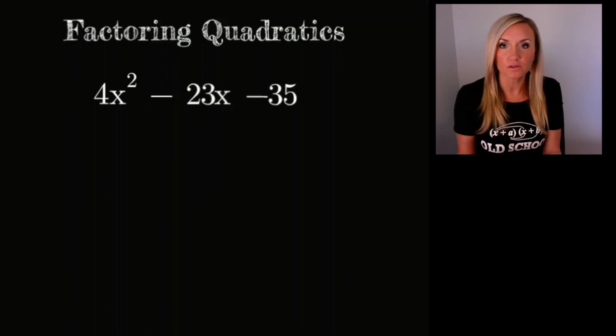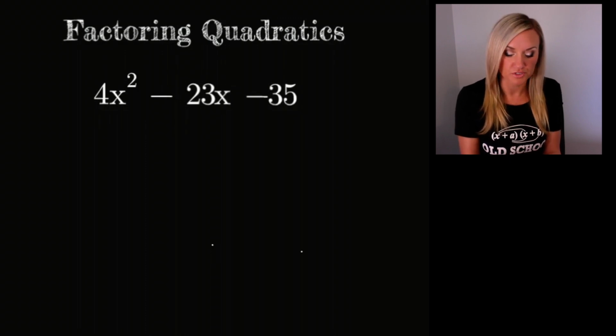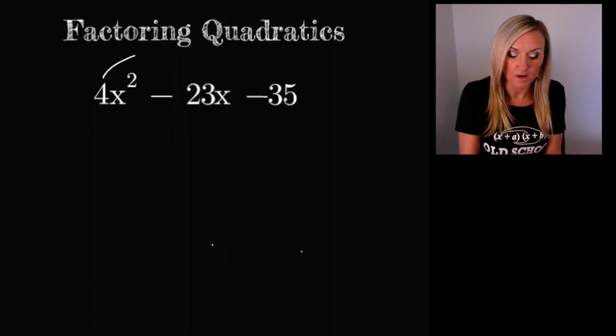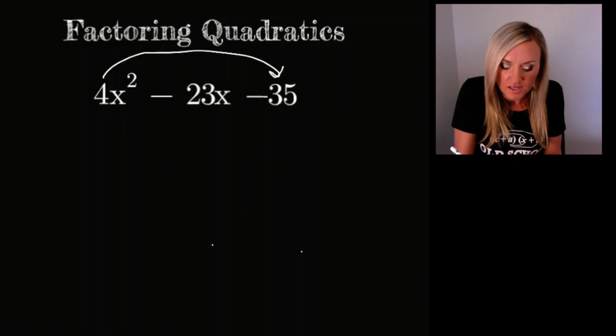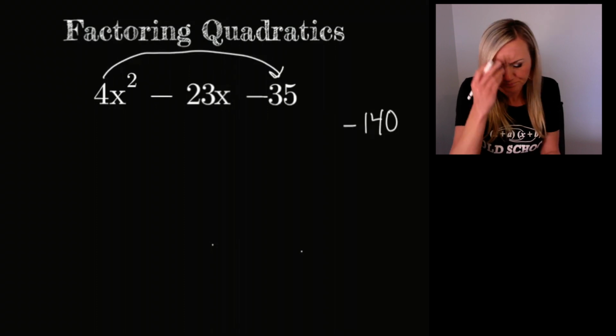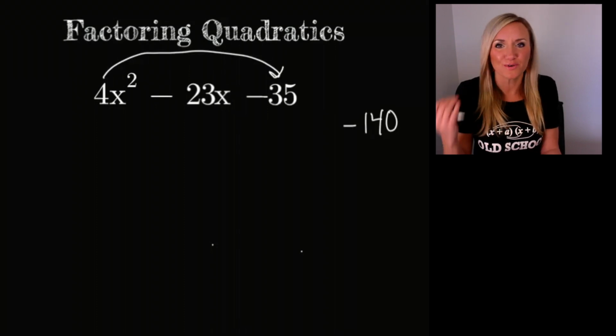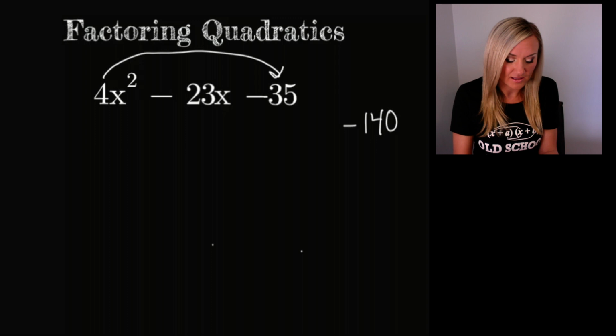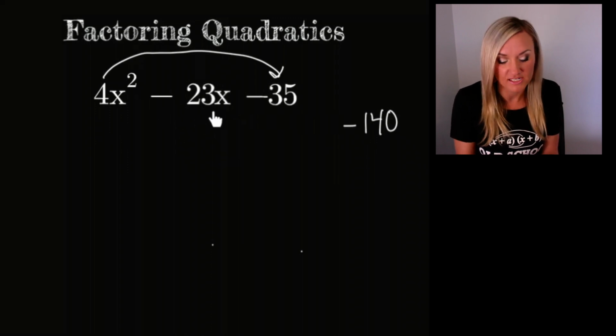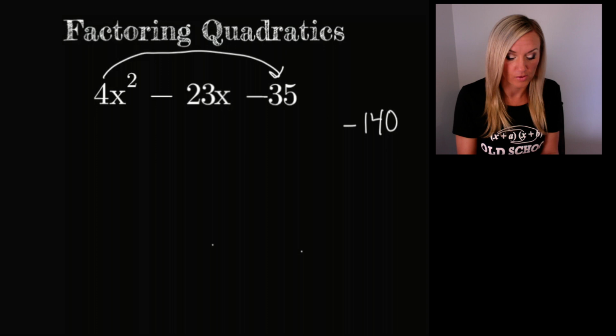And so if you take a look at the problem, you'll notice that the leading coefficient of 4 cannot be divided equally amongst the other terms. And so therefore, we must multiply the 4 times the negative 35. And I like to put that off on the side, and that is negative 140. So we have to think of what two numbers can multiply to get a negative 140, but they also must add or subtract to get a negative 23 for our middle term.